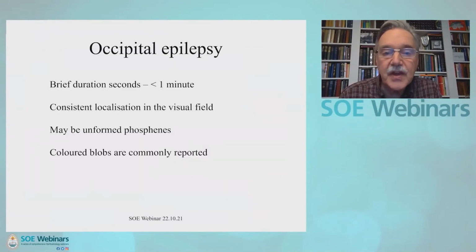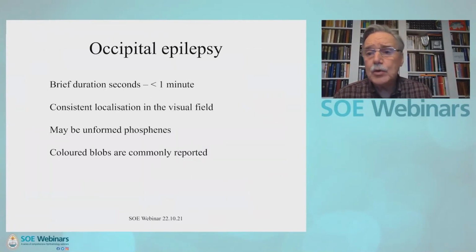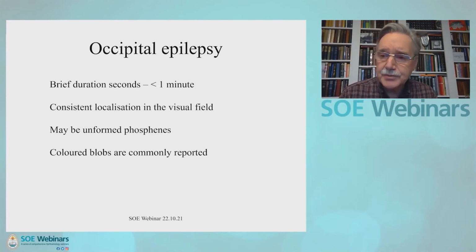spreading depression theory. Now, what about occipital epilepsy? This is, of course, much more serious because it may be due to an occipital tumor. These episodes are very brief, generally less than a minute in duration. The location in the visual field tends to be very consistent if these are generated by a localized tumor rather than a constitutional type of epilepsy. And they're more often unformed phosphenes. Quite commonly, they are colored blobs.